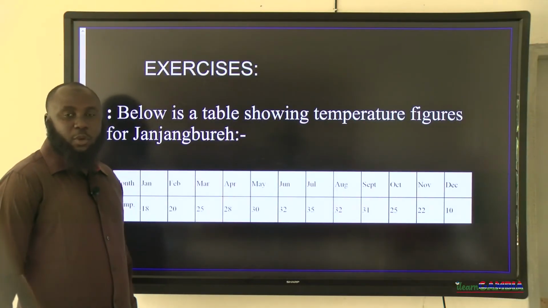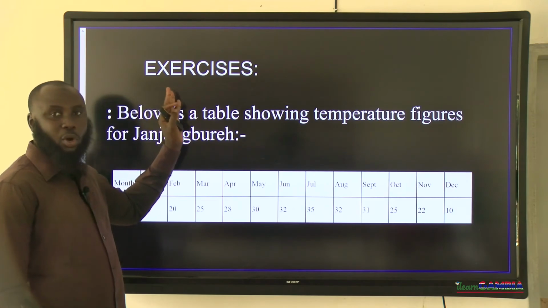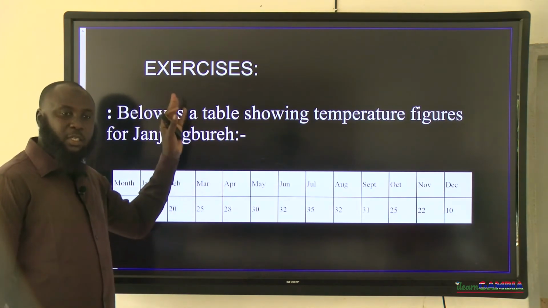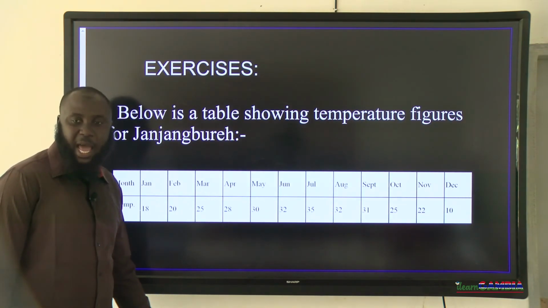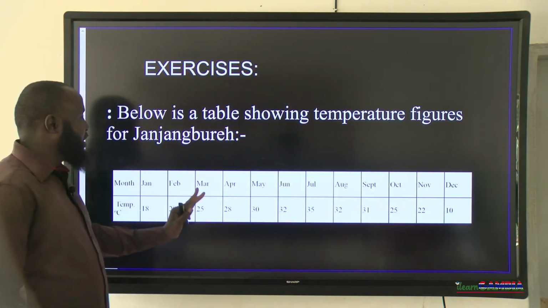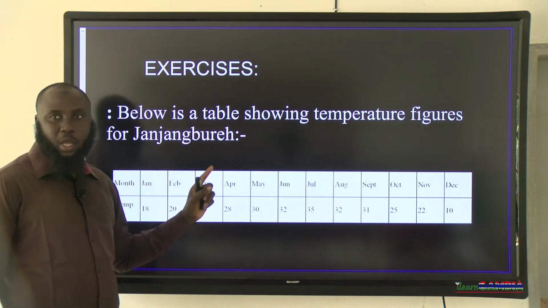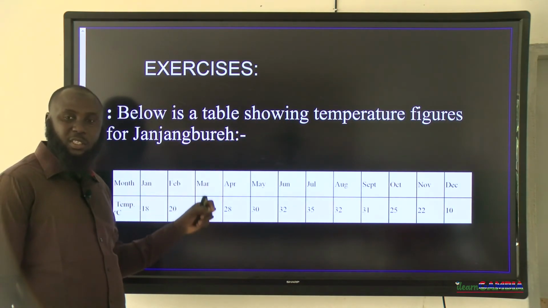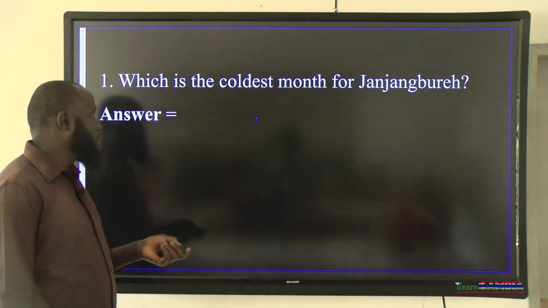Now, before the end of today's lesson, here is your homework as an exercise that you're going to work out before our next class. Now, here is a table. Below is a table showing temperature figures for Janjanbureh. It means you have to study this table carefully and answer the questions that follow.